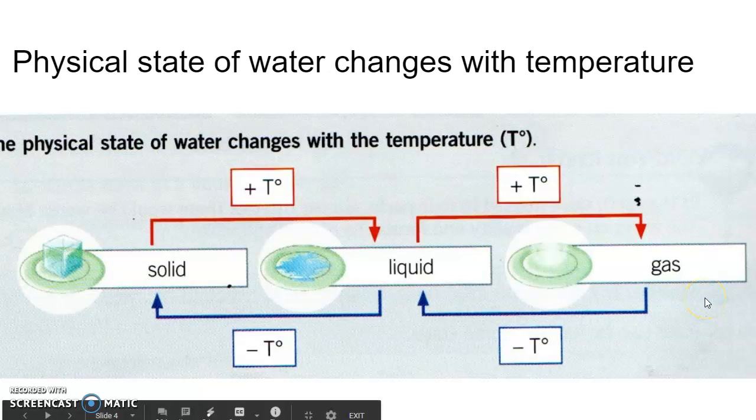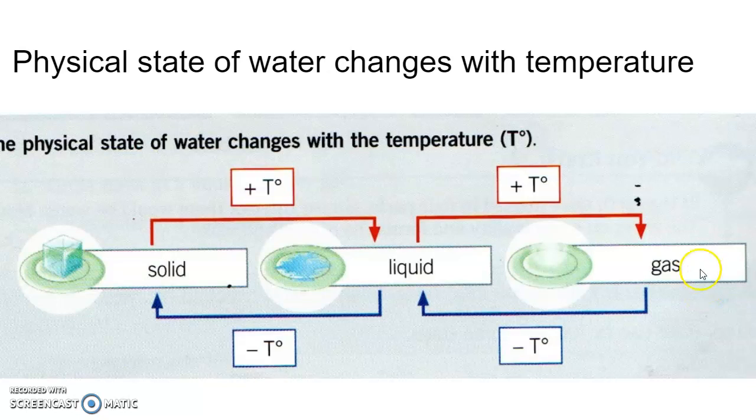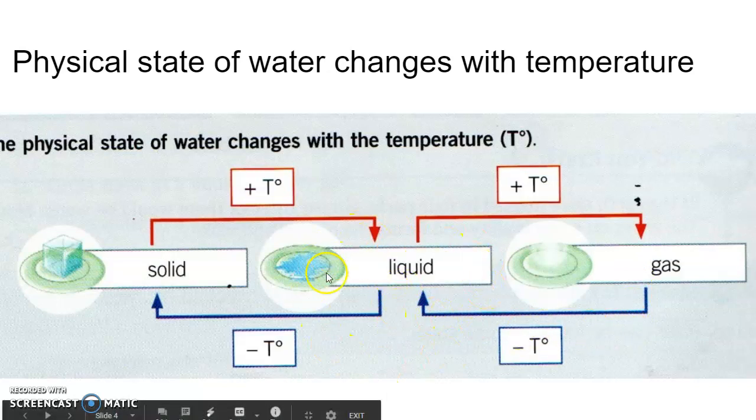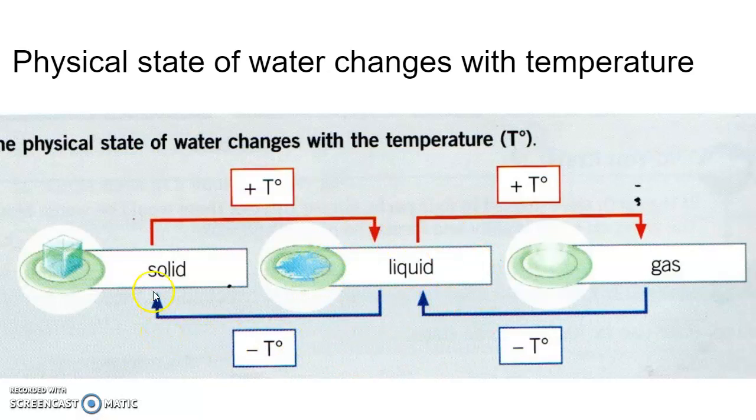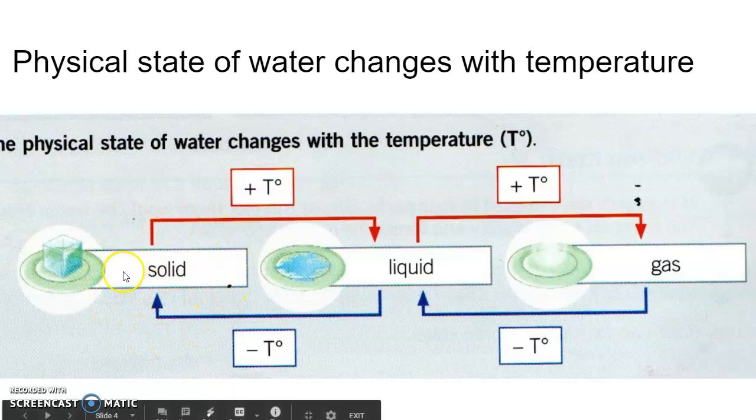When we expose water to decreasing temperature, it also changes. Gas exposed to cooler temperature becomes liquid, and liquid exposed to decreasing or cooler temperature becomes solid.